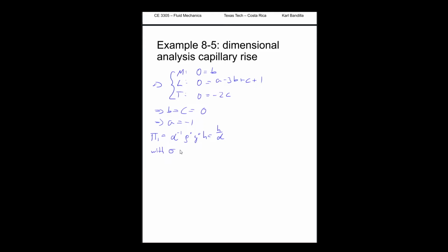So with sigma, we'd get pi 2 would then be d to the a, rho to the b, g to the c, and then sigma. So we get L to the a, M L to the minus 3. Let's write this a little clearer. Minus 3.